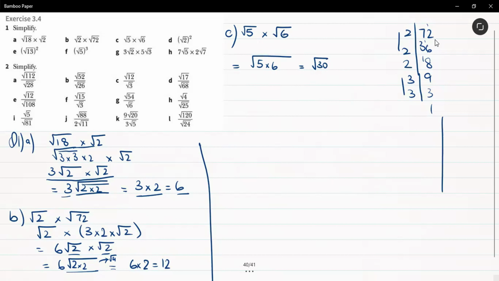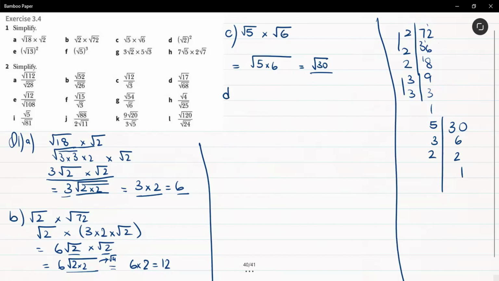For this you can write under root 30, or we could do something like 5 times 6, or 3 times 2 times 5. Yeah, so there's no simplifying this. Under root 30 would be the simplest answer we would get out of this. So that's it. For part D, we have under root 2 squared.